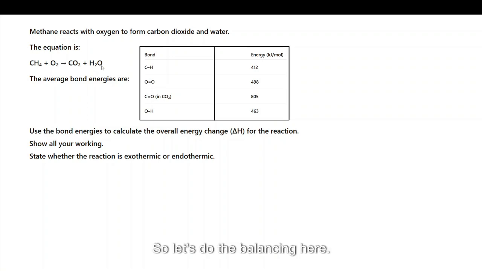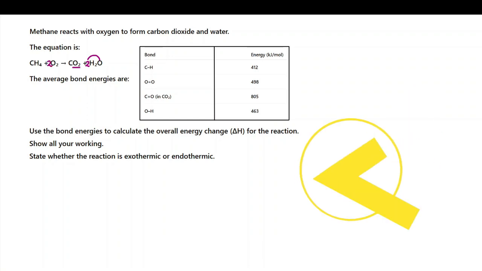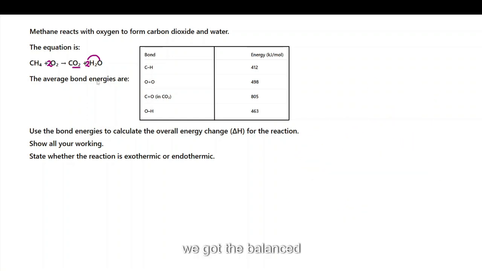So let's do the balancing here. There's one carbon here, one carbon here. Carbon is okay. There are 4 hydrogens on the left-hand side, so to get 4, obviously I have to put a 2. Oxygens, I have 2 oxygens here, and I have 2 water molecules, that's also 2 oxygens, that's 4 oxygens. So I have to put a 2 at the front here to balance. Now all elements are balanced. Now we've got the balanced chemical equation.